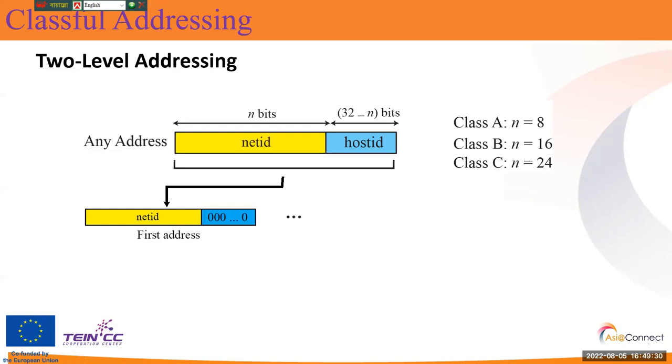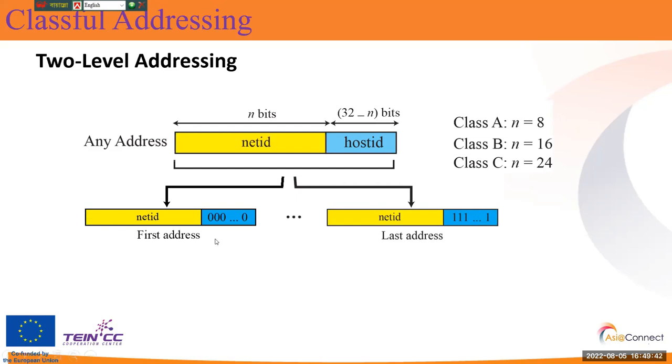The first address should be named the net ID, and the last address should be all ones, while the first address is all zeros. This is just some basics. The number of addresses in a block follows the equation N = 2^(32-n). If n equals 8, then the total number of addresses is 2^(32-8), that means 2^24. This is the number of addresses in a block.